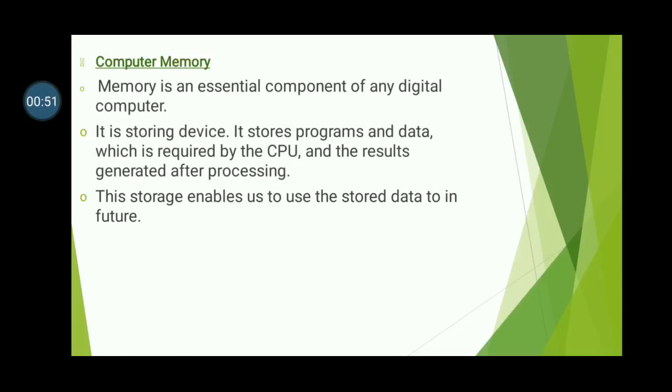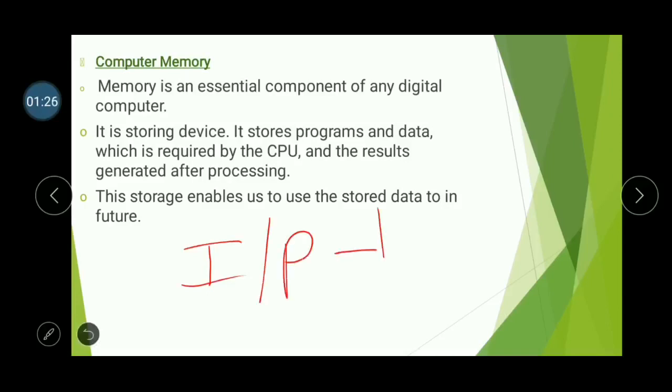It is a storing device. It stores programs and data which are required by the CPU and the results generated after processing. So what is computer memory? It is a storing device. Storing device means it stores the programs and data which are required by the CPU. In the working process we discussed, there is an input device, a CPU, and an output device.